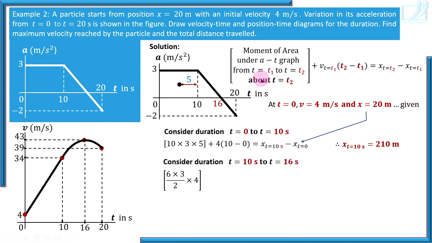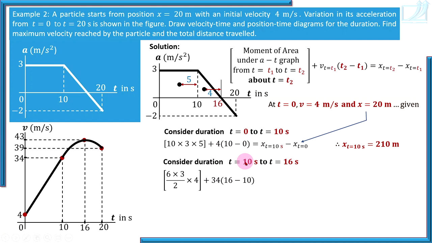It is the moment of area about t equal to t2. So in this case t2 is 16. So we want the distance of the centroid, which is 2 meters from this vertical line, but from t equal to 16 its distance is 4 meters. So 4 meter distance. That is why it is 4 here. Plus initial velocity. Initial means in this interval initial.